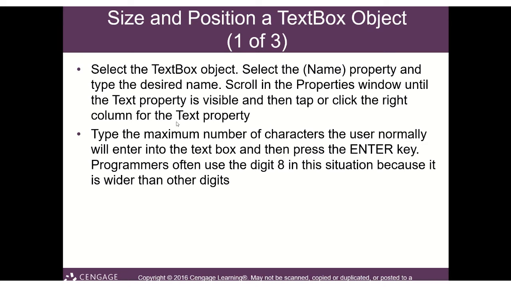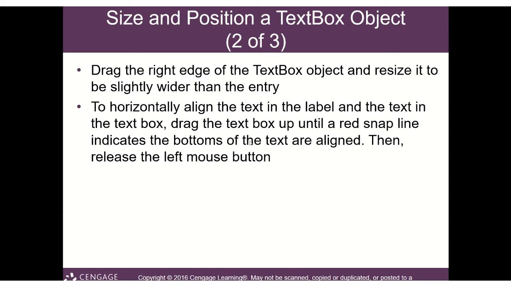Type the maximum number of characters the user normally will enter into the text box and then press the enter key. You can use the digit 8 in this situation because it is wider than other digits. Why use a digit 8? Because it's wider. Now drag the right edge of the text box object and resize it to be slightly wider than the entry, and to horizontally align the text in the label and the text in the text box, drag the text box up until a red snap line indicates the bottoms of the text are aligned, then release the left mouse button.